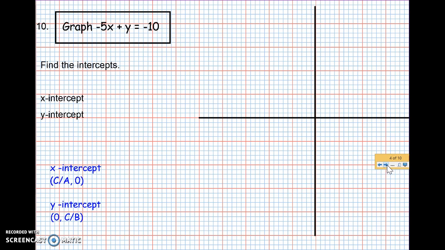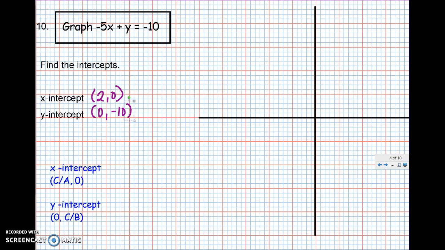Alright, so let's look at a graph. In order to graph, all you really need is 2 points. And since this is already in standard form, I'm going to find my intercepts because that's really all I need. So if I do c over a, negative 10 over negative 5, my x-intercept is 2, 0. And if I do c over b, negative 10 over 1, my y-intercept is 0, negative 10.